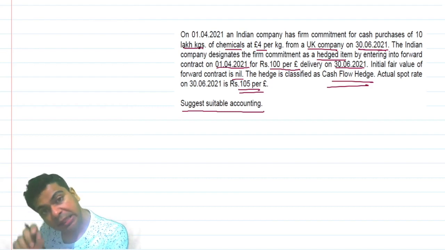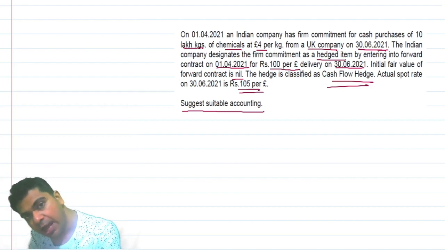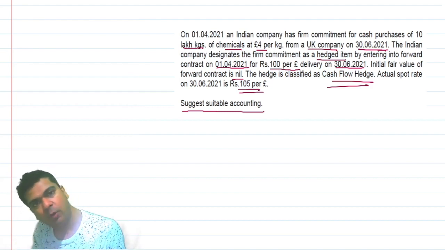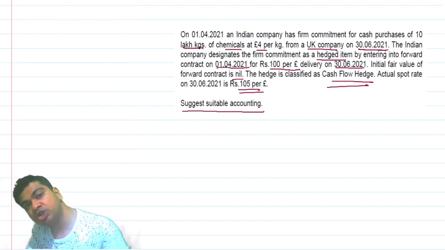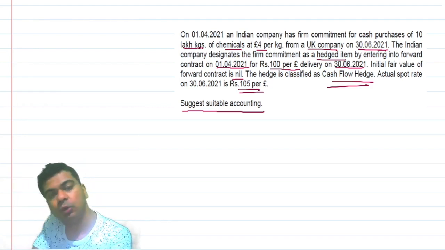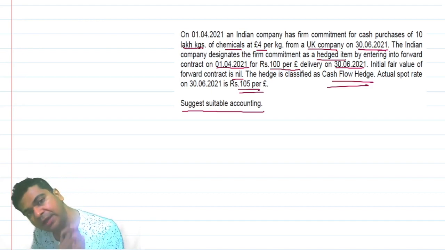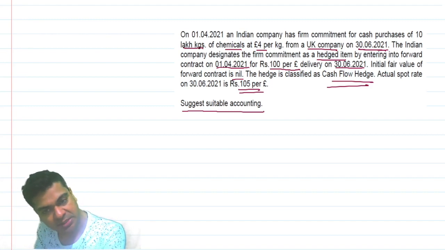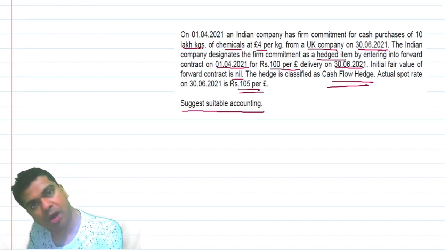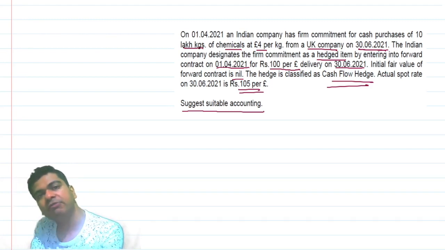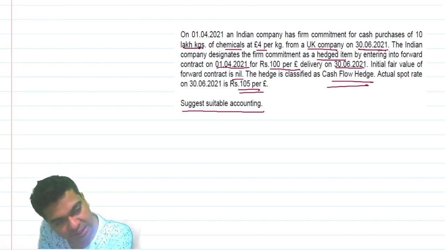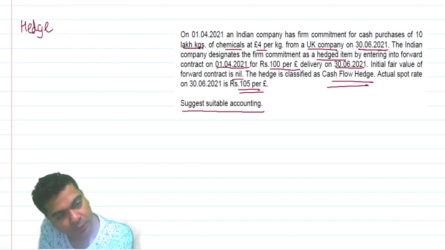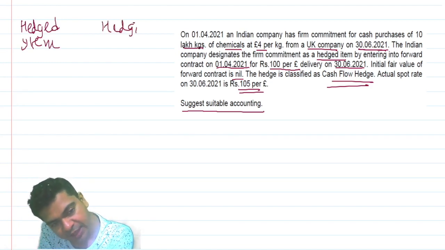So you are concerned about the exchange rate. I am concerned that when I will buy the inventory, what will be my ultimate purchase cost? What will be my cash outflow? So in order to protect my cash outflow from unexpected changes in exchange rates, I am entering into a forward contract. You get my point? So here we have to first identify which is our hedged item, right? Which is our hedged item and what we are using as the hedging instrument.